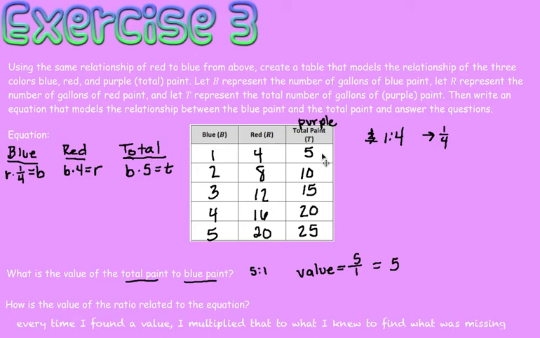Okay, so how this helps us is I know that if I use 100 gallons of blue, I can figure out both how much red I need to use and the total amount of paint I need to use without creating a table, because I was able to create this equation. So I can take that 100, multiply it by 4, and I know that means I have to use 400 gallons of red. I can also find my total because I can take that blue, multiply it by 5, and I know that then I will have 500 total gallons of paint.